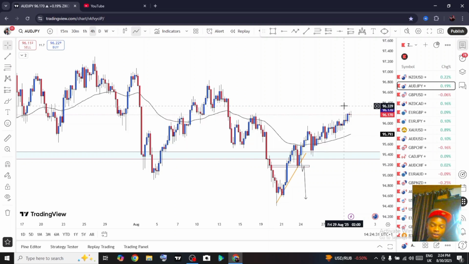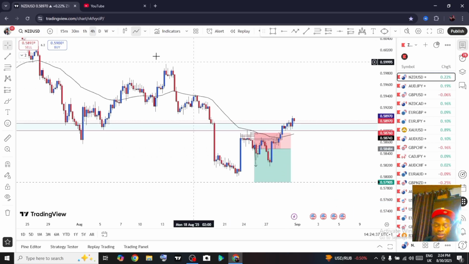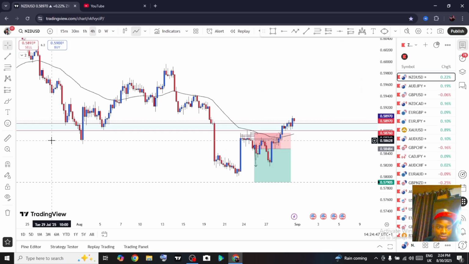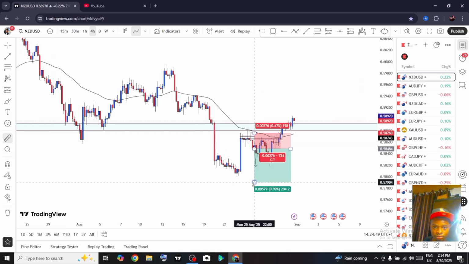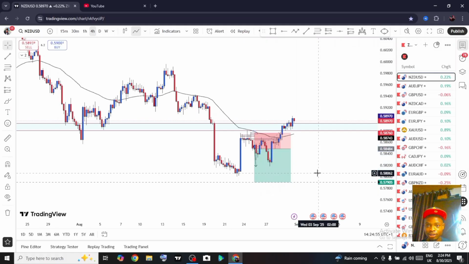So the very first pair that we have is NZDUSD. So NZDUSD last week, we were covering how we wanted to sell this market. So markets pretty much stalled around here for the past, let's see how many days, for about 3 days and 4 hours before finally taking us out. So this week we actually closed at break even, right?